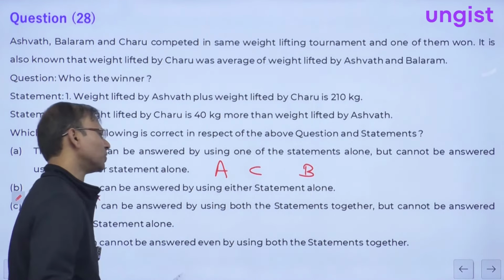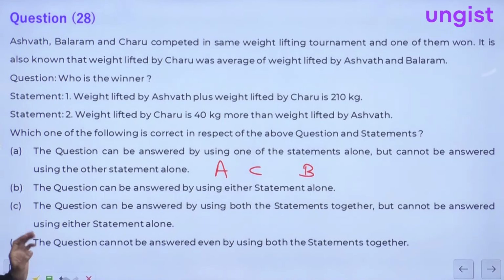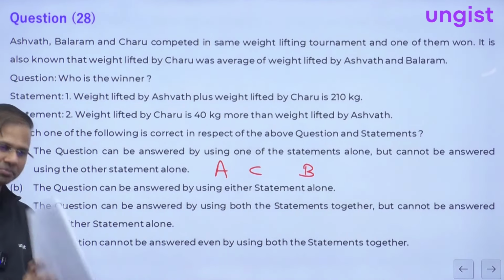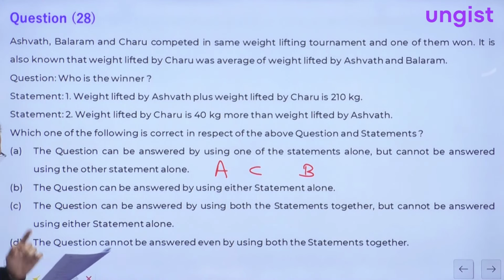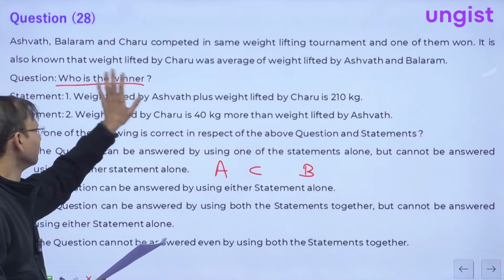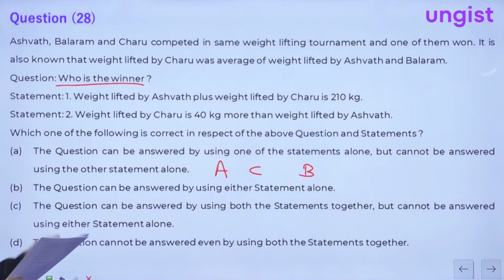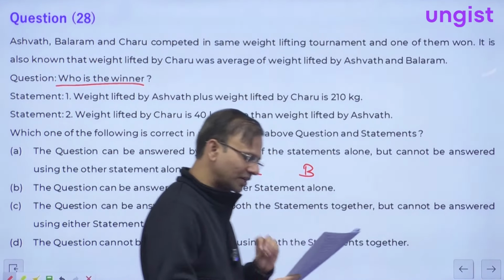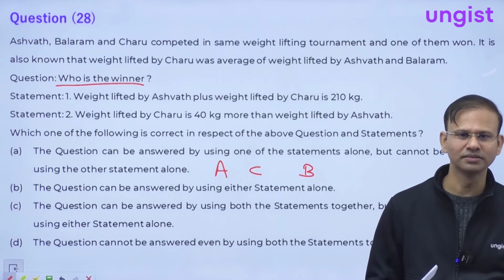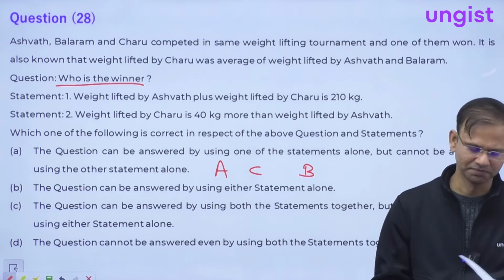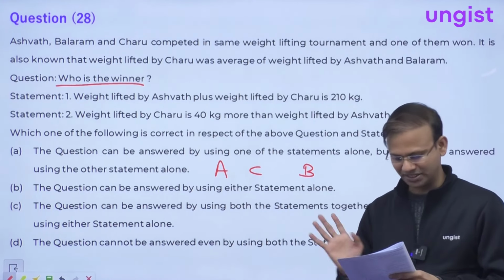Right. Now we don't know who is the minimum and who is the maximum. But C is lying exactly in between because it is the average. Now, the first statement: weight lifted by Ashwath plus weight lifted by Charu is 210 kg. By the way, what is the question? Who is the winner? This is the question, Mr. Chairman. So from the first statement alone, you can't find the answer. Can't tell.